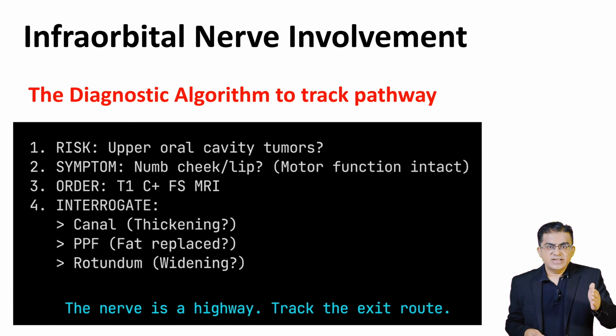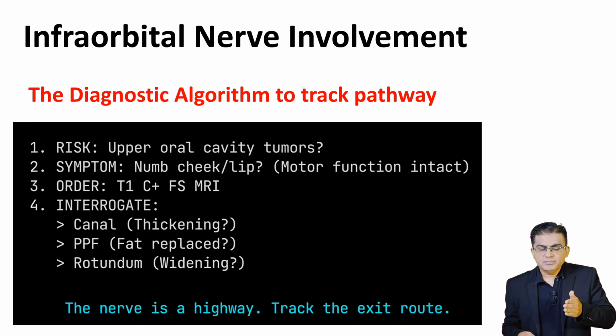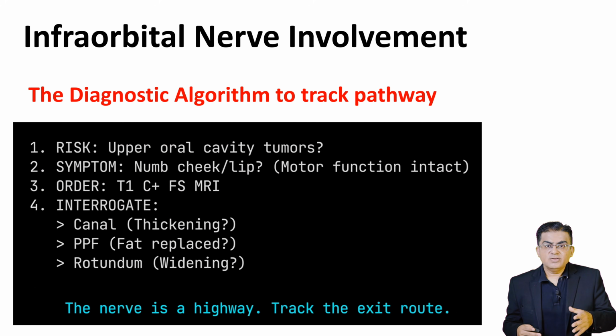Step 4. Interrogate. Scan yourself. Look at the canal for thickening, PPF for fat replacement, and rotundum for widening. So canal for thickening, PPF for fat replacement, and rotundum for widening. Remember, this nerve is a highway. It is your job to track the exit routes before you ever take the patient to operating room.